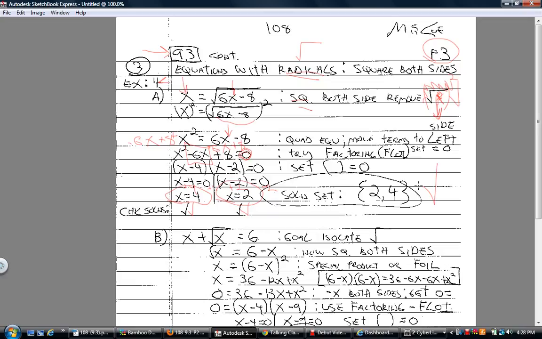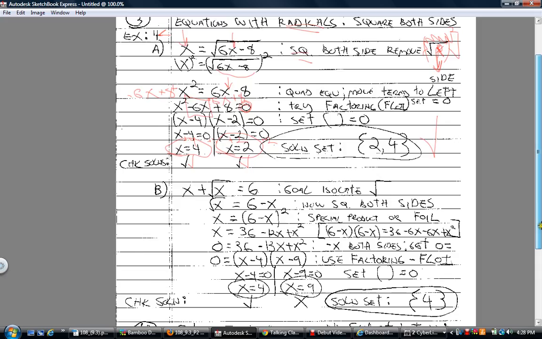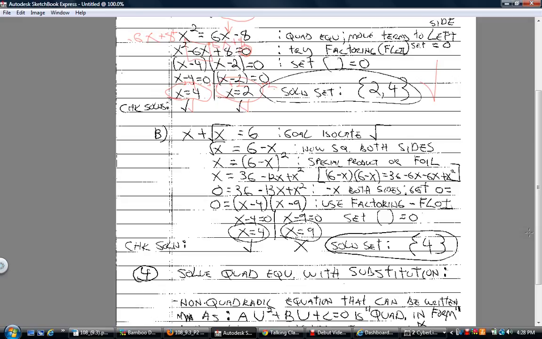Okie doke, not bad, we're cruising. I look at example B and I'm like, I don't know. It's got an x plus the square root of x. How am I going to tackle this one? And I remember, don't care for radicals, get it isolated on one side, so therefore you've got a minus x on both sides of the equation. Square root of x equals 6 minus x. Okay, I've done that, and I still have to get rid of that radical, so take both sides of the equation and square them.